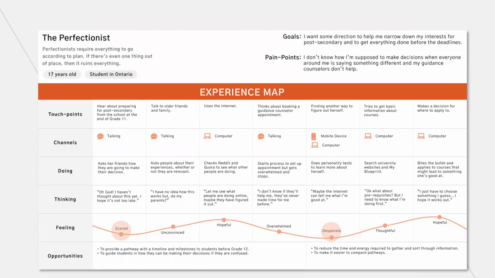Now, experience maps are built upon personas, and they showcase your persona's typical current experience. So it's basically a useful way to map out what a person is going through currently and see where there's potential for a digital product or service. So in this case, this was from a project that I was working on, and it was for a person who was struggling to figure out what they wanted to do in post-secondary after high school.